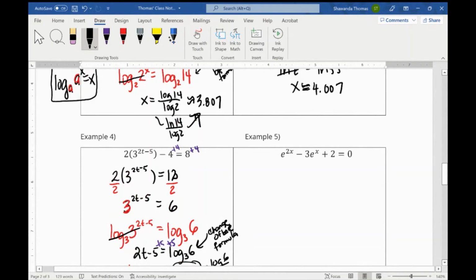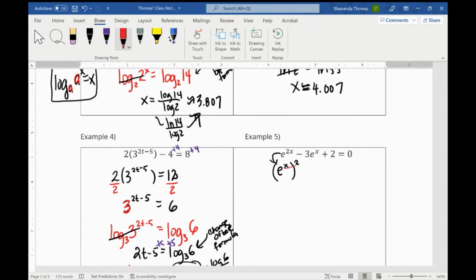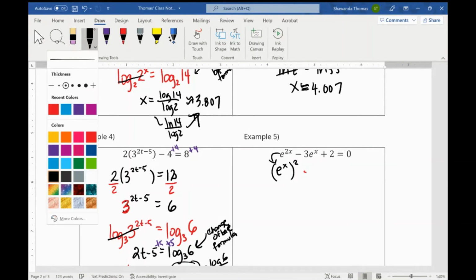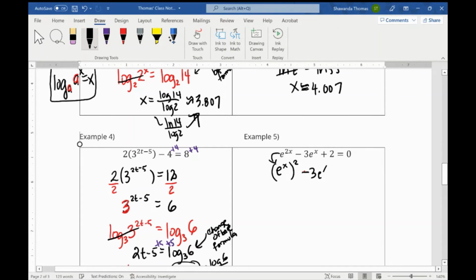Moving on to example 5, we have e to the 2x minus 3 times e to the x plus 2 equals 0. Sort of looks like a trinomial, right? If you thought that, then you're right, because actually this e to the 2x is the same thing as e to the x squared. They mean the same thing. Think about it, because you multiply these two things, what do you get? 2x, right? So it's the same. Just in case. So minus 3 e to the x plus 2.